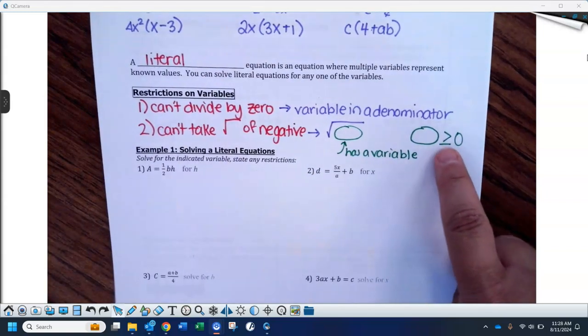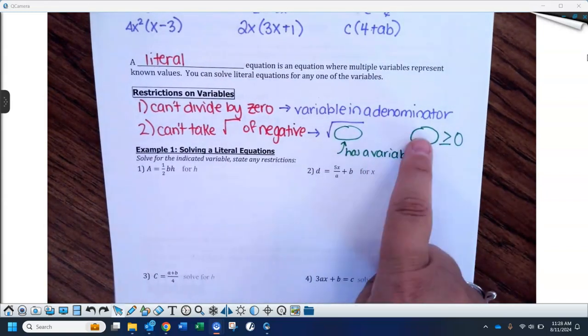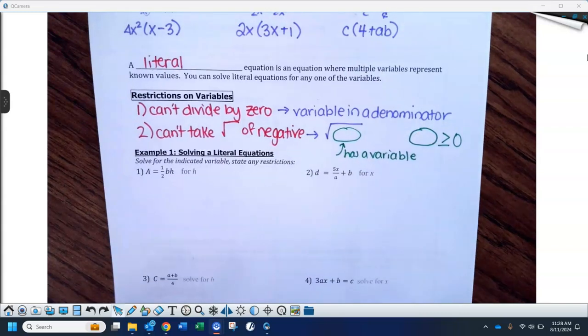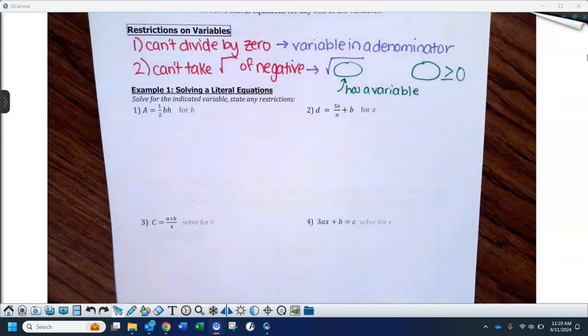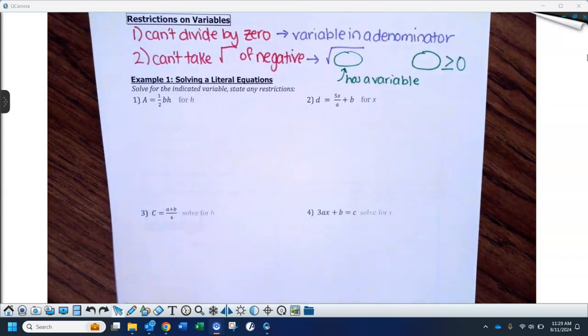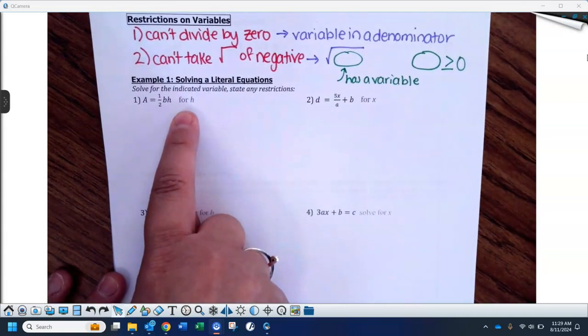If you write it like this, whatever's under that square root is just saying that it's either 0 or positive, 0 or bigger than 0. So we're just going to practice a couple questions, and they're solved for not the variable that you're supposed to work with. So this one says we're going to solve for h.